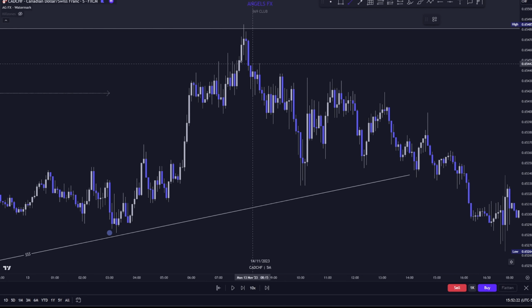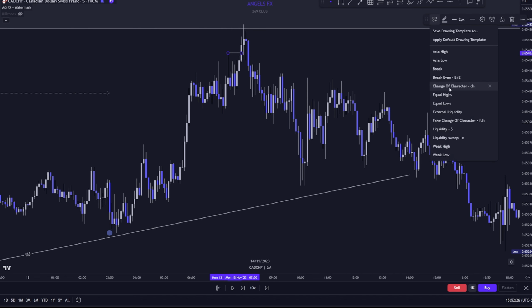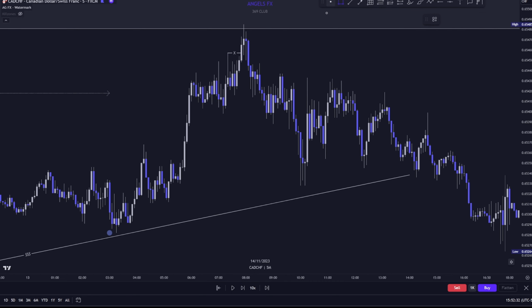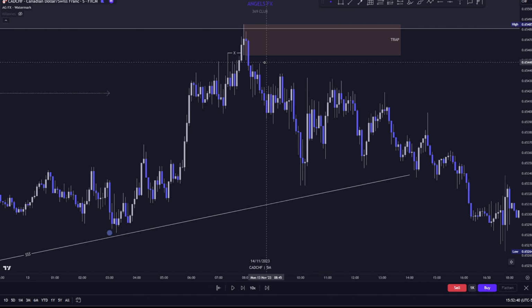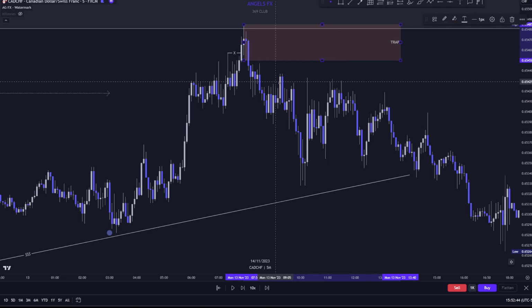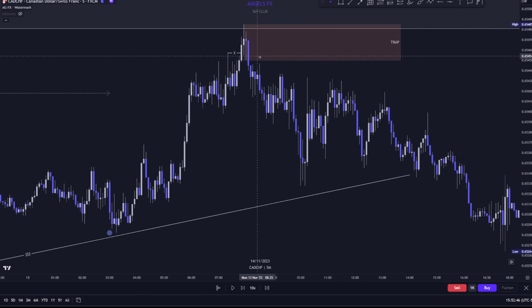Okay, let's see. So we had our liquidity sweep. It's the same, guys, on all the time frames. This is our liquidity sweep, and this is our valid supply zone. This last selling buying candle. Let's mark our supply zone. This whole zone. This is our indecisional candle. We had our imbalance here.